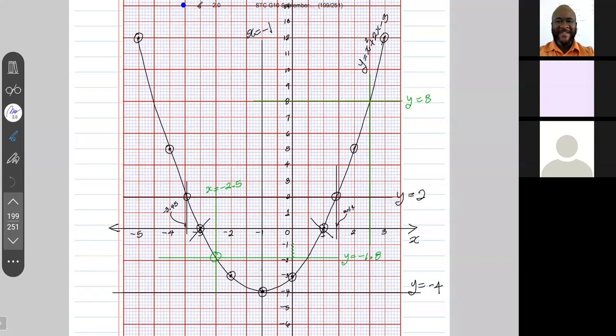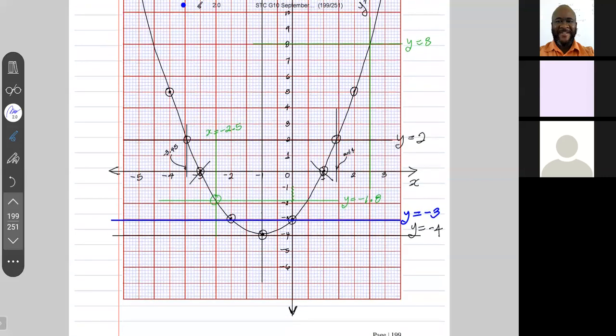What we want is the interval within which x lies when y is less than minus 3. To answer that, what we need to do is draw the line y is equal to minus 3. This is the line y is equal to minus 3.